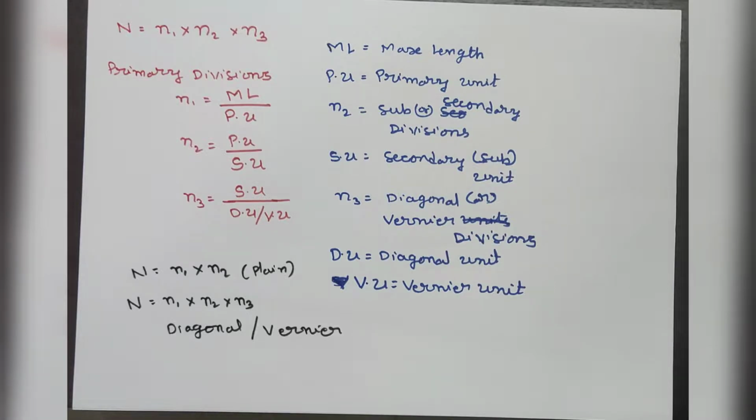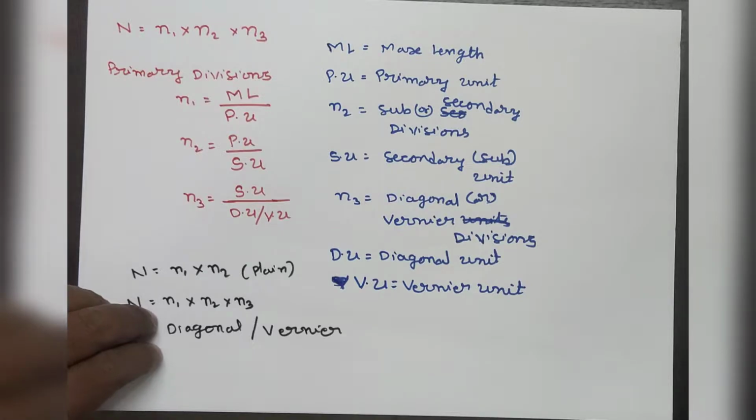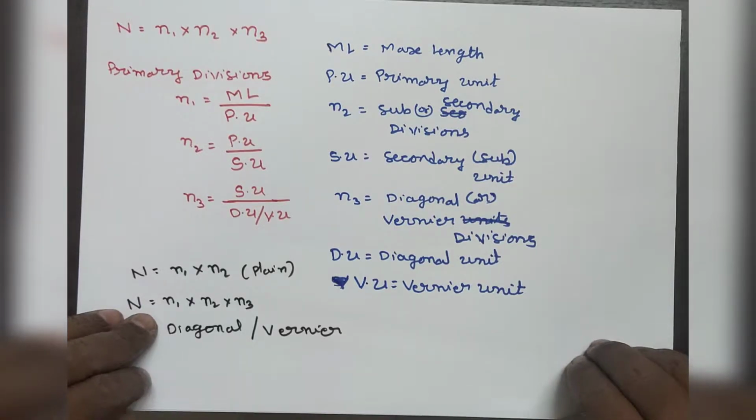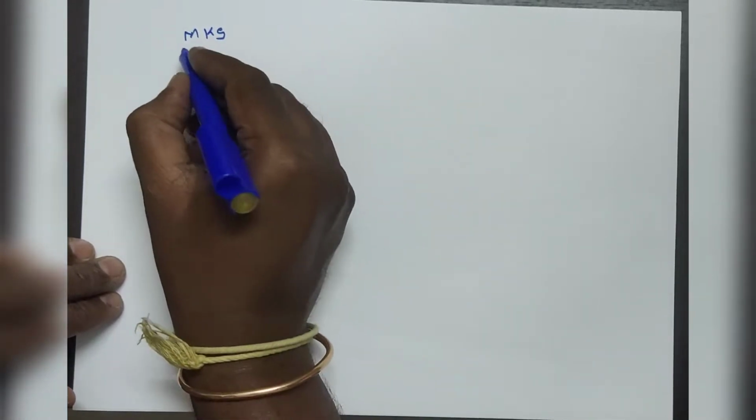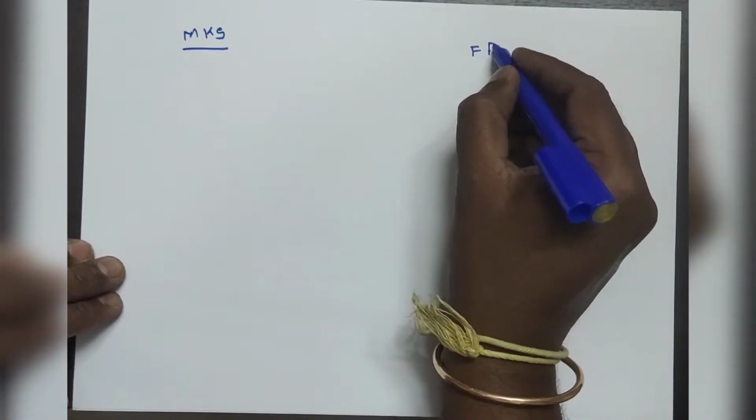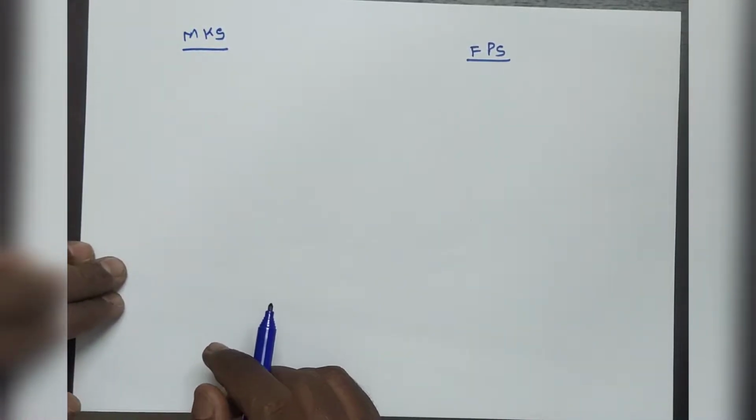Because for diagonal and Vernier, in both the cases, the least count will be the same, meaning the accuracy, our minimum digit which we are going to measure, we will get it as the same. But where will the difference come between Vernier and diagonal? For that, let us consider one particular example. If it is an MKS system and an FPS system, both the cases we are going to consider.